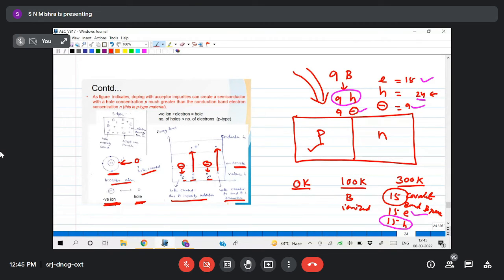Now tell me, in P-type, what is the majority carrier? Holes. Minority? Electrons. Ion? Negative ion. N-type: positive ions, majority carriers are electrons, and minority are holes.